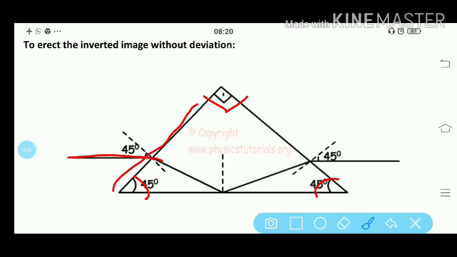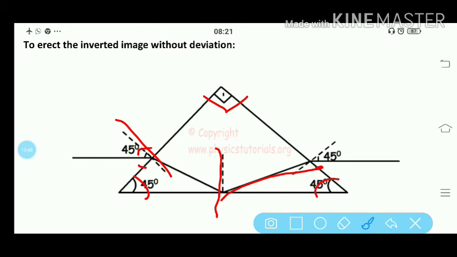Now, this is our normal. So, this angle is 45 degrees. So, this will be 90 degrees. Hence, this is the 45 degree angle. It goes and hits this surface here.